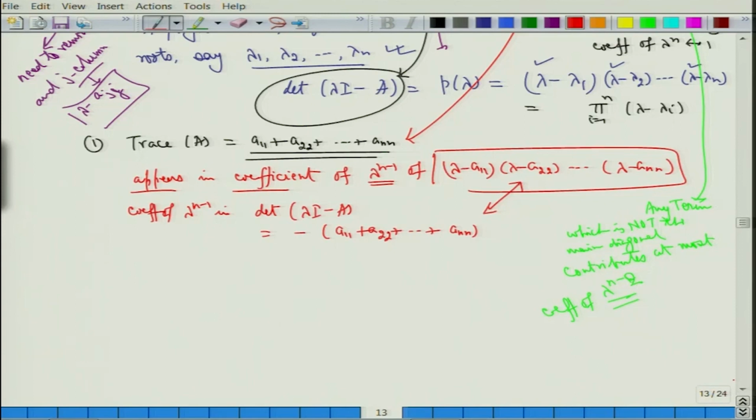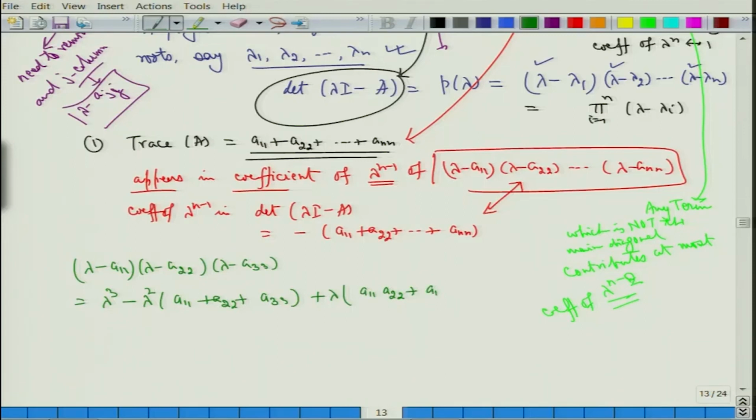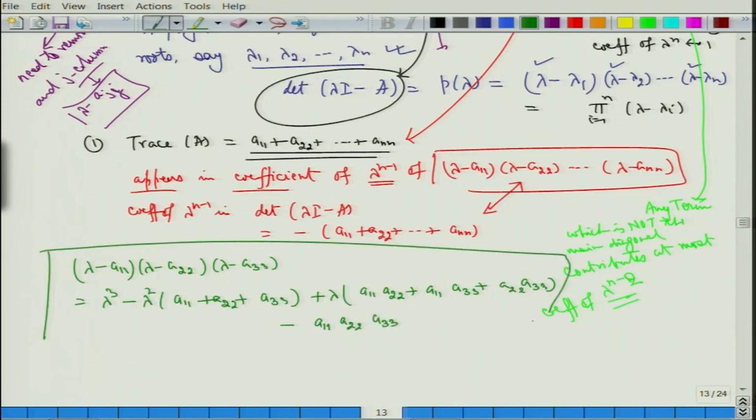So let me write that nicely, maybe there will be some clarity. I want to look at lambda minus a11, lambda minus a22 and lambda minus a33. Then I would like you to see that this is nothing but lambda cube minus lambda square times a11 plus a22 plus a33, plus lambda times a11 a22 plus a11 a33 plus a22 a33, minus a11 a22 a33. This is what we have.